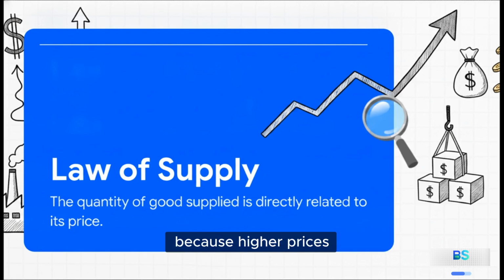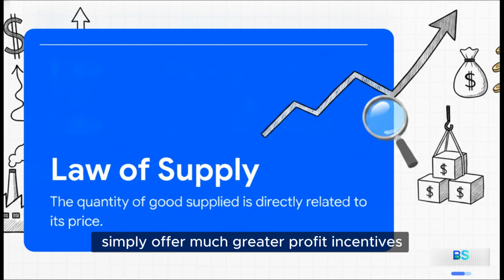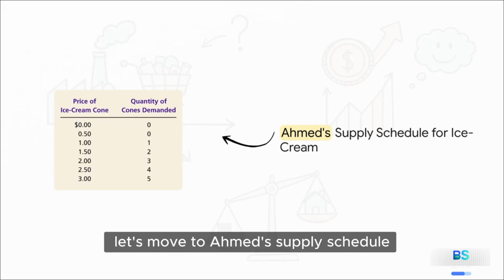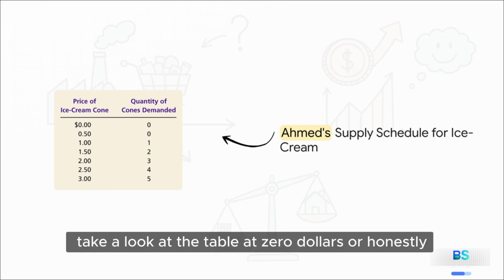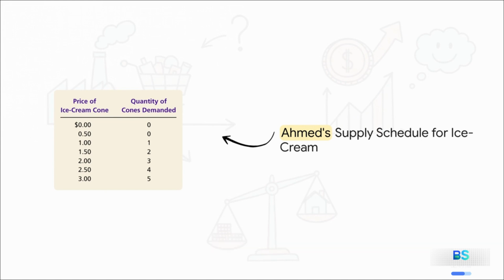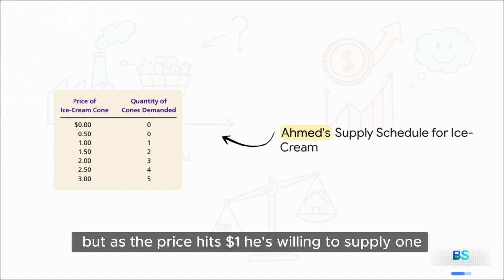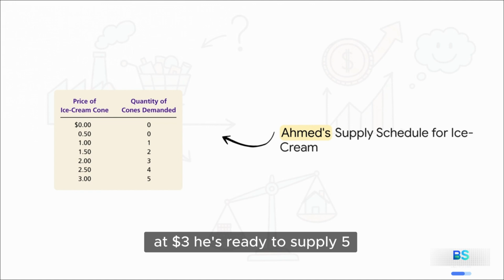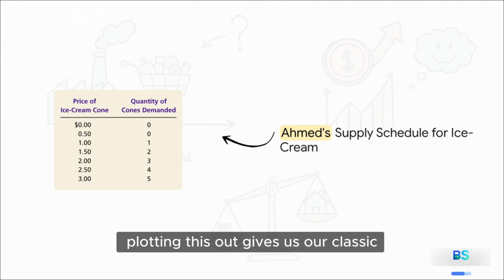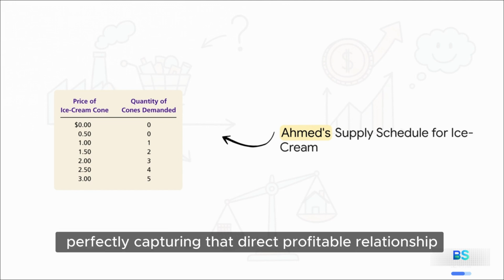Why? Well, because higher prices simply offer much greater profit incentives for producers, assuming, of course, all other things remain constant. Let's move to Ahmed's supply schedule and see how this profit motive builds. Take a look at the table. At $0, or honestly even at 50 cents, Ahmed supplies 0 cones. It's just not worth his time or his materials. But as the price hits $1, he's willing to supply 1. At $3, he's ready to supply 5. The quantity strictly increases alongside the price. Plotting this out gives us our classic upward sloping curve, perfectly capturing that direct, profitable relationship.